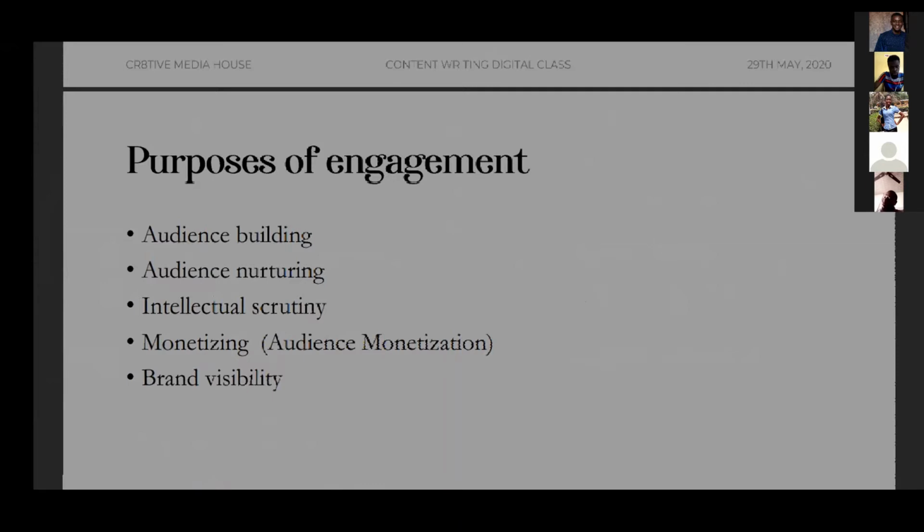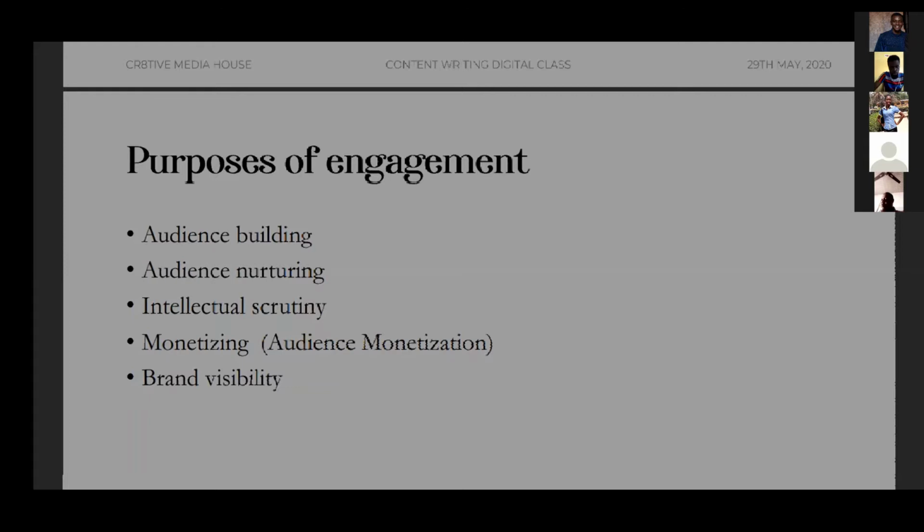Moving on, we'll be talking about the purpose of engagement. Basically, this should be tagged as the purpose of content writing. Why do we actually write content? Number one, we write for audience building. You want to build an audience, a strong following. That's one of the reasons why we write content.